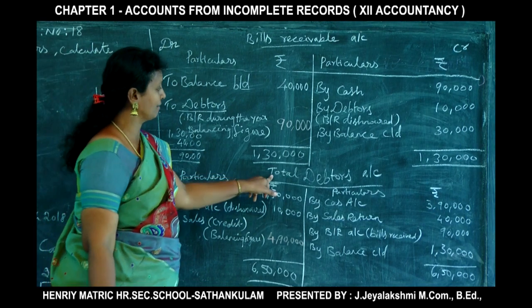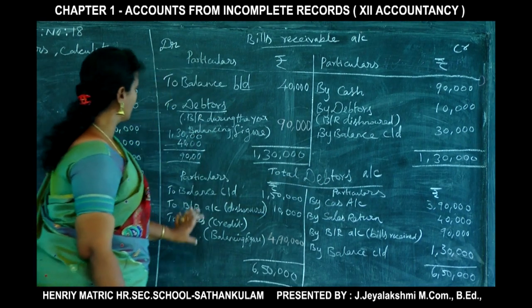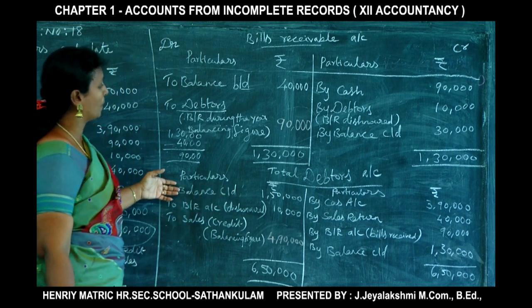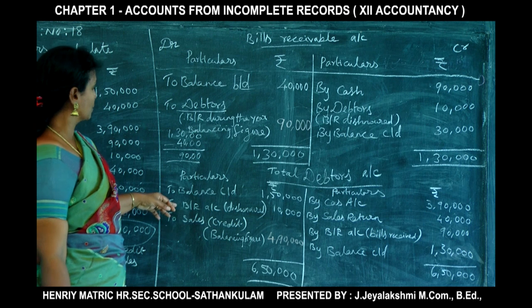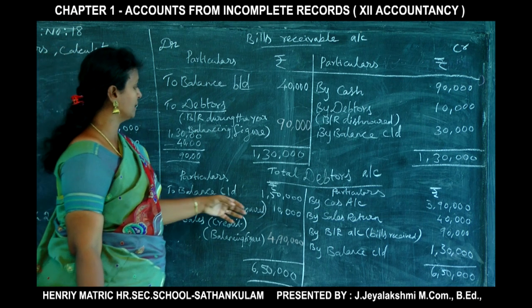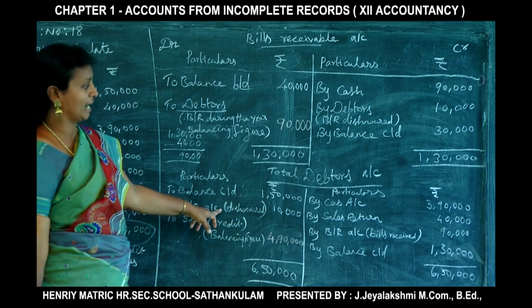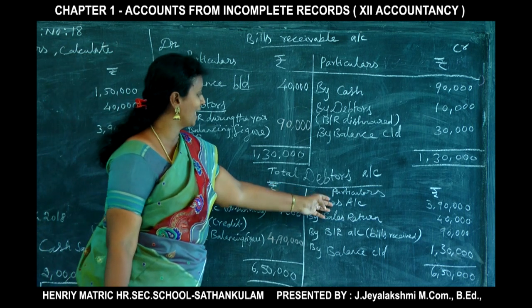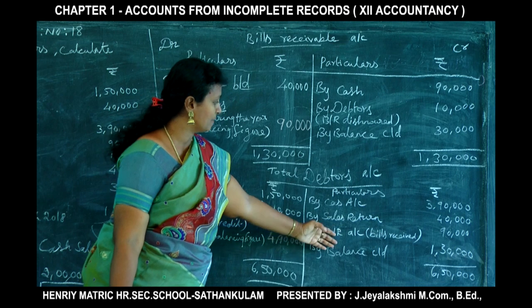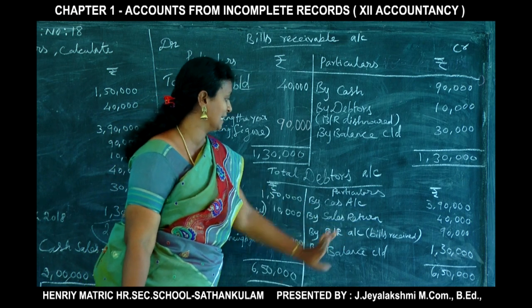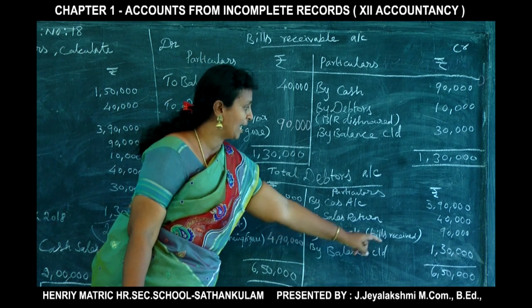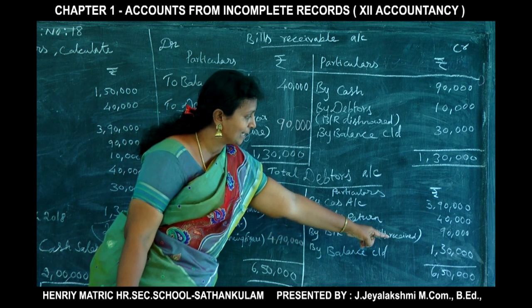Okay, next we have the total debtors account. Here, to balance is nothing but the opening balance of debtors. Next we write bills receivable account 10,000, already this is dishonored. Then on the credit side, by cash, sales return and bills receivable, how much have we received? 90,000. By balance carried down, which is the closing balance, we write 1,30,000.